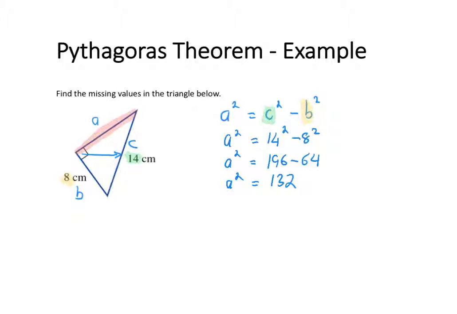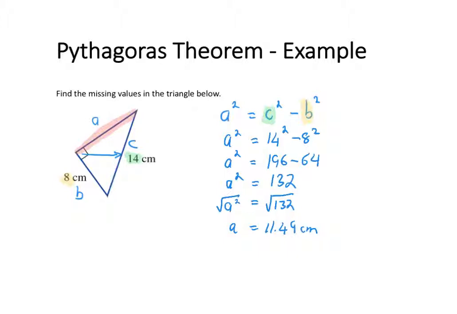Now, because I know that a squared is equal to 132, to find a, I need to square root both sides. So the square root of a squared is going to equal the square root of 132. So a is going to equal 11.49, and because centimeters is used in my question, I label it centimeters. So a is equal to 11.49 centimeters.